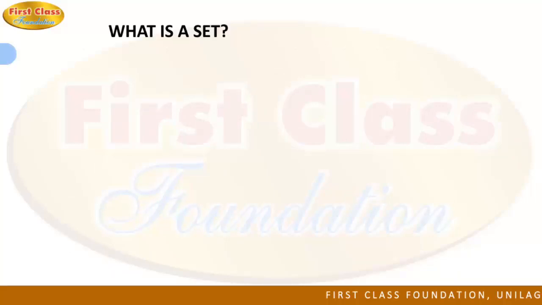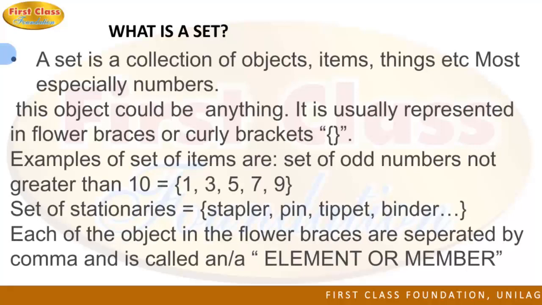Firstly, what is a set? If you have played a sports game before, between 2, 3, 4, 5 players against the same number of people, you'll notice that what we usually call a team is a set, because it comprises a group of people coming together to form a team. Now, we need to know that a set is a collection of objects, items, things, anything at all, most especially numbers. It is usually represented in flower braces or curly brackets.